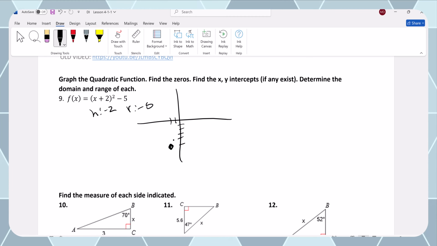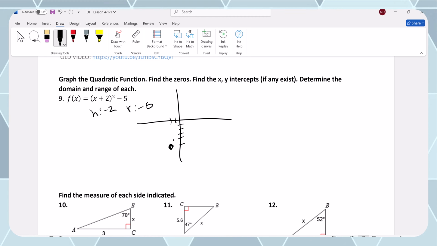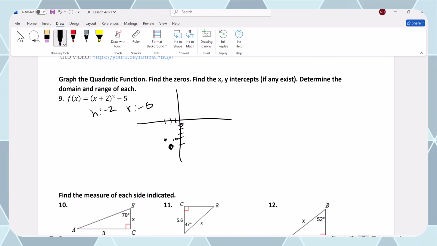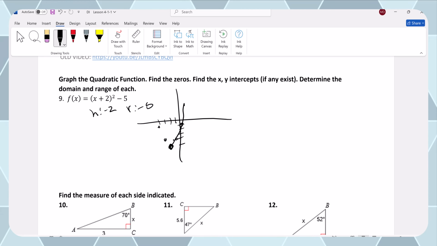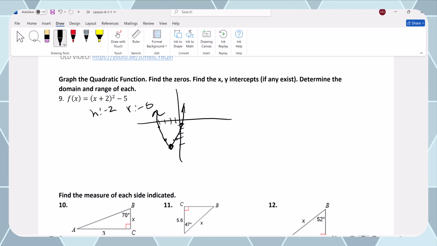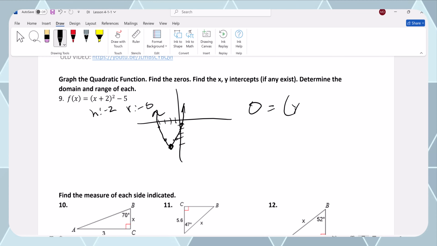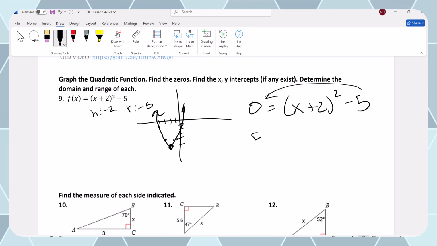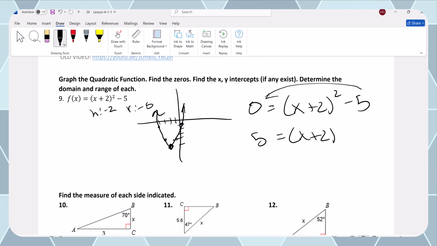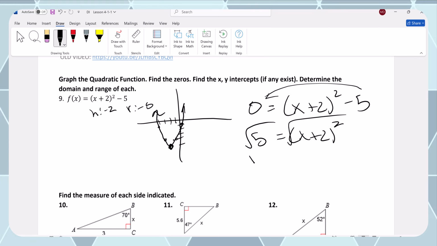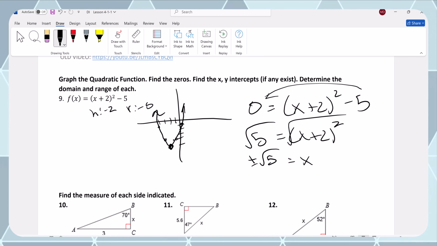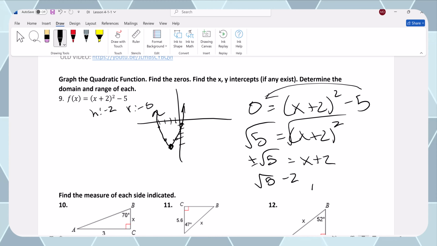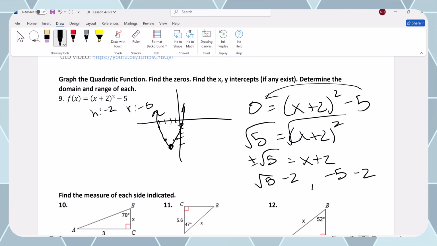Now to find the zeros, you have to set your equation equal to 0 and solve it. So 0 equals x plus 2 squared minus 5. You're going to want to add the 5, square root both sides, and subtract the 2, so you get square root of 5 minus 2 and negative square root of 5 minus 2.